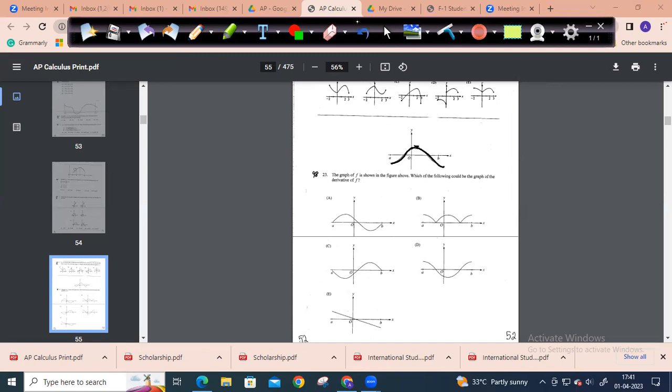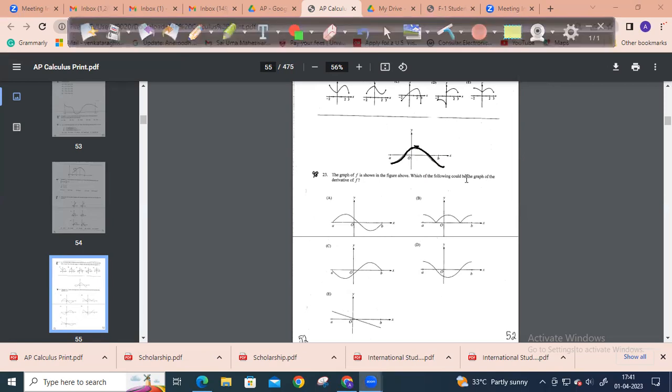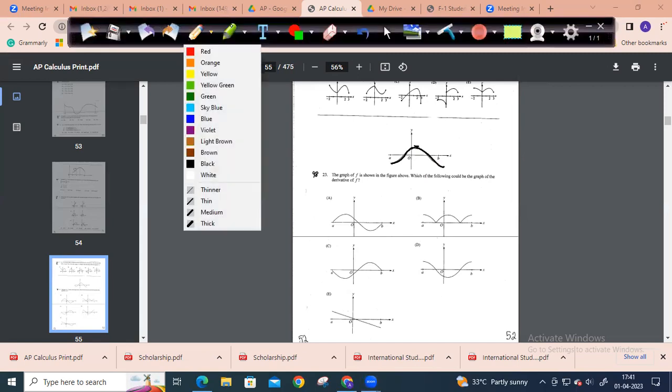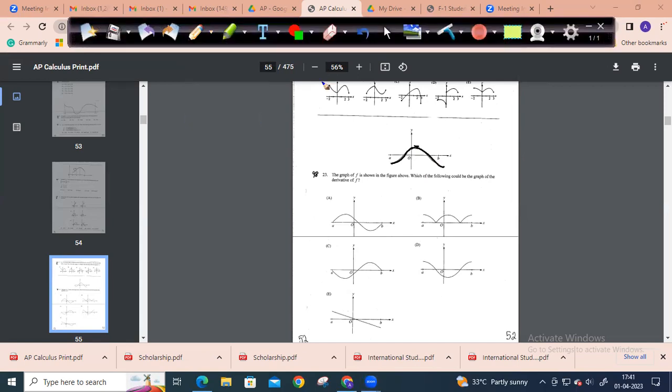so where are these? The graph should be positive till this point and it should be 0 at this point. The graph should be positive and 0 at this point. So the graph is positive and 0 at this point, and then the graph should be negative. So clearly A for Agra satisfies my condition.